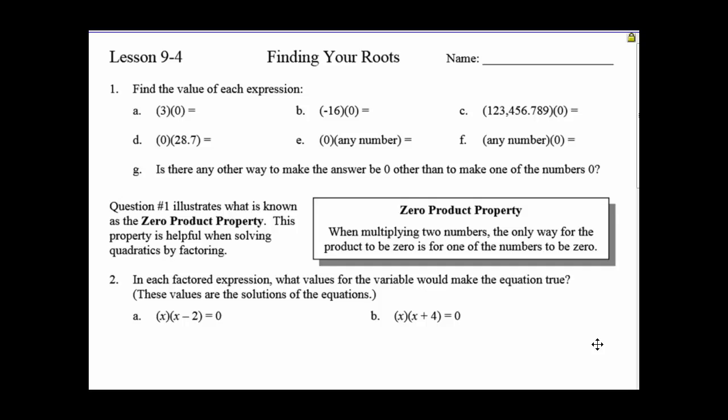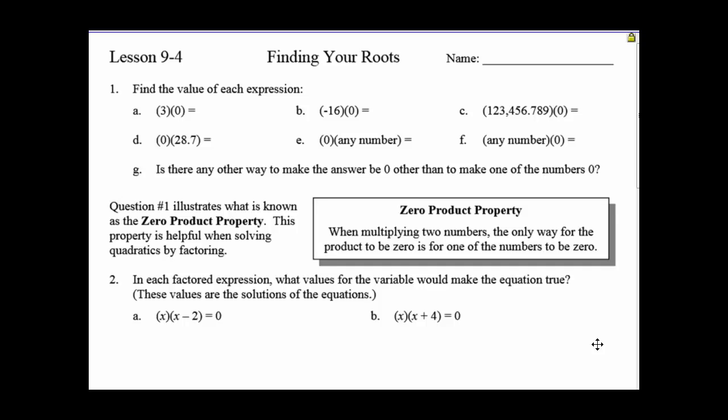This is going to be our first attempt at solving quadratics. We're going to use the zero product property, or in other words, according to the title, we're going to find our roots. Another name is, we're looking for our roots, our solutions, or our x-intercepts.